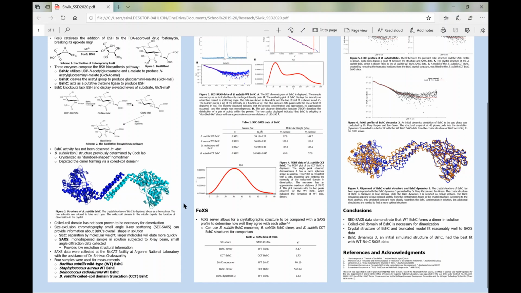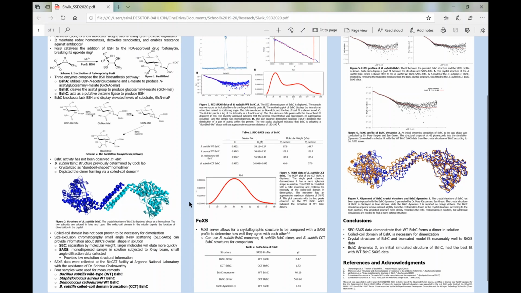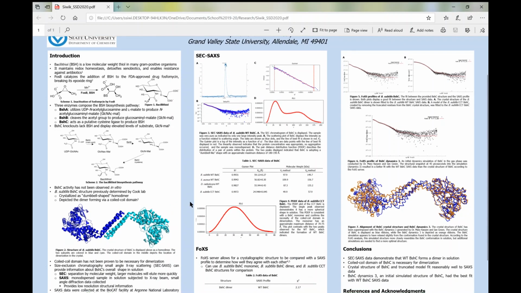All of these BshCs were expressed in competent E. coli and purified. And then, as I mentioned, we did small angle X-ray scattering measurements on them. So now let's move on to some of the actual data that we obtained from them.